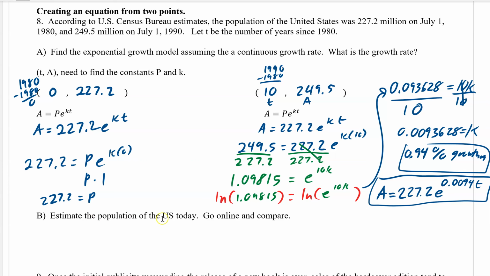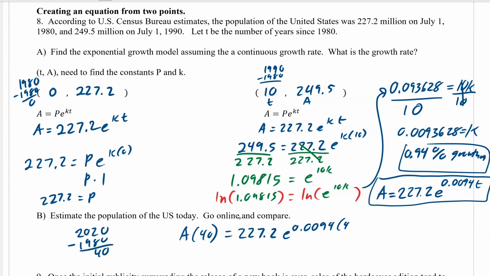Now we're going to estimate the US population today, and go online and compare it. Right now it is 2020, and if we subtract 1980 from that, you'll see that's 40 years. Our growth rate back in 1980 and 1990 could not have been the same as we have now, so this data is not that great. But let's see anyway how close it is. We're going to plug in 40, 227.2 e to the 0.0094 times 40, and we'll see what we get.